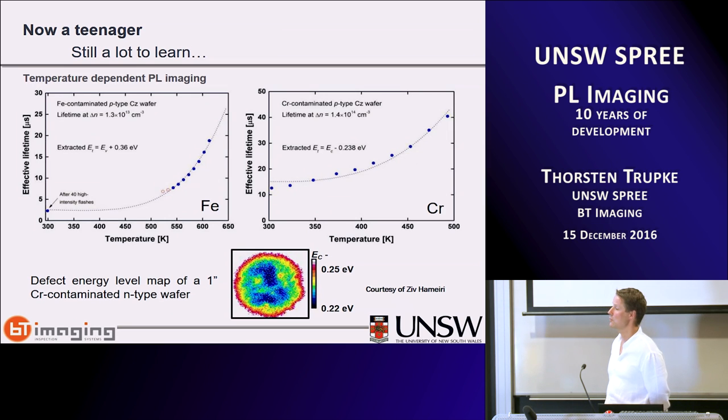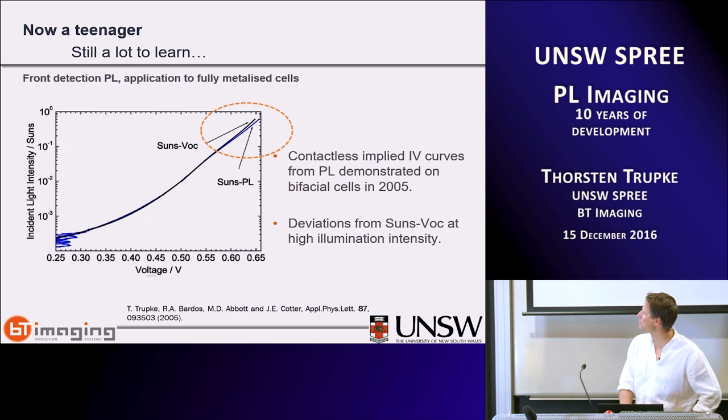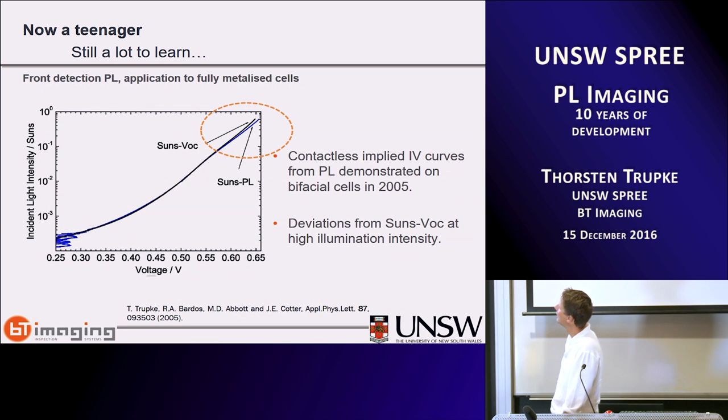Not only can we do this, we can also do this now in an imaging fashion, where we take images at different temperatures, and then we can analyze different locations of the wafer in terms of the defect parameters. Eventually we hope that this might enable a spatially resolved characterization of the wafer in terms of the dominant defect in the wafer. That's pretty cool stuff, and will probably result in a number of publications to come very soon.